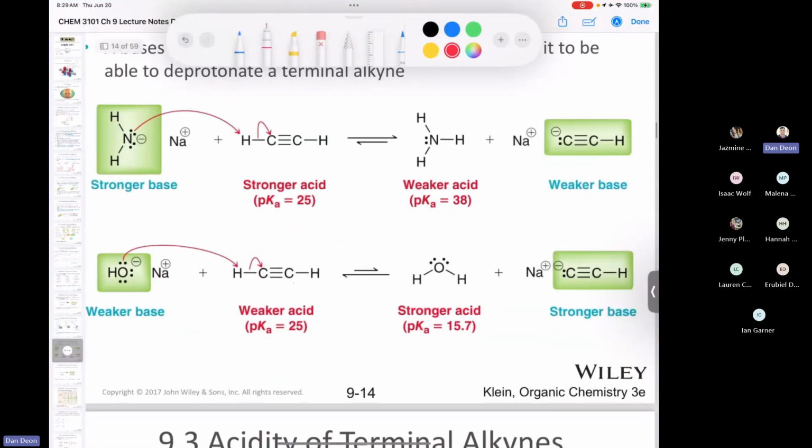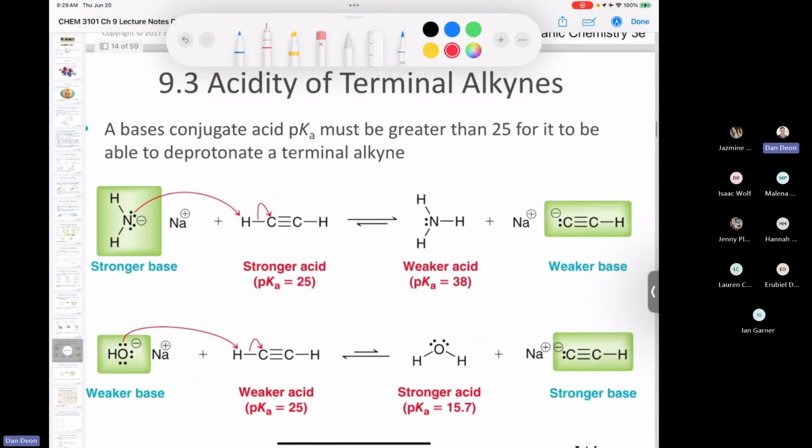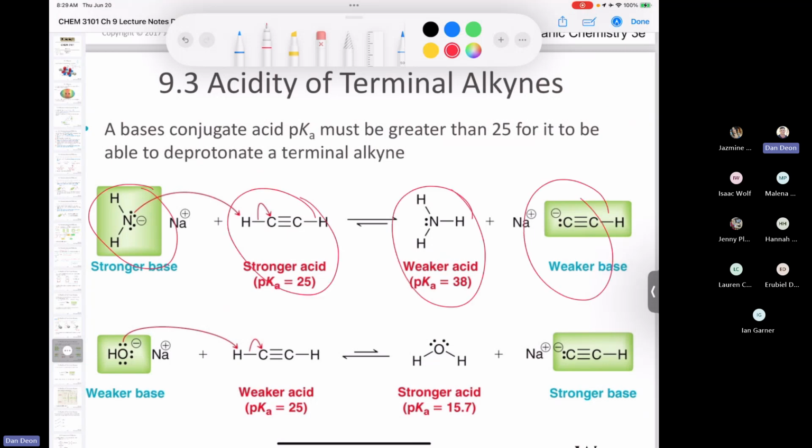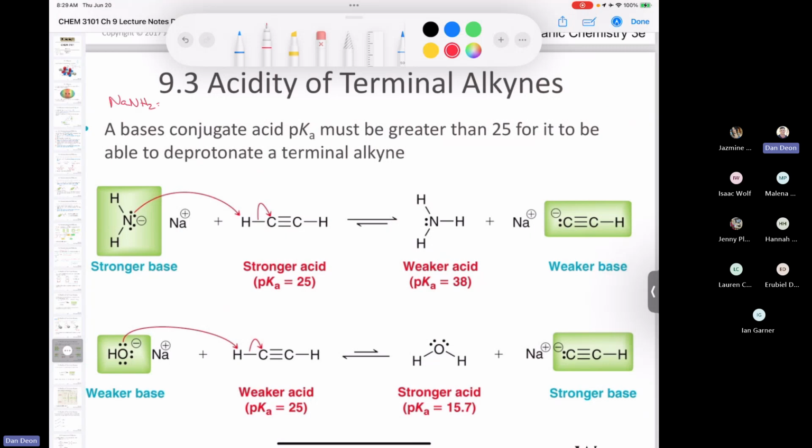And you guys know that when you look at an acid-base reaction, so if this is our base, this is our acid, this is our conjugate acid, this is our conjugate base, to what side does the equilibrium lie? The equilibrium lies to the side of the weaker acid. So this compound here, NaNH2, is called sodium amide, because the amide ion is NH2 minus. If you draw a Lewis structure, you see that the Lewis structure is there, but this is the amide ion.